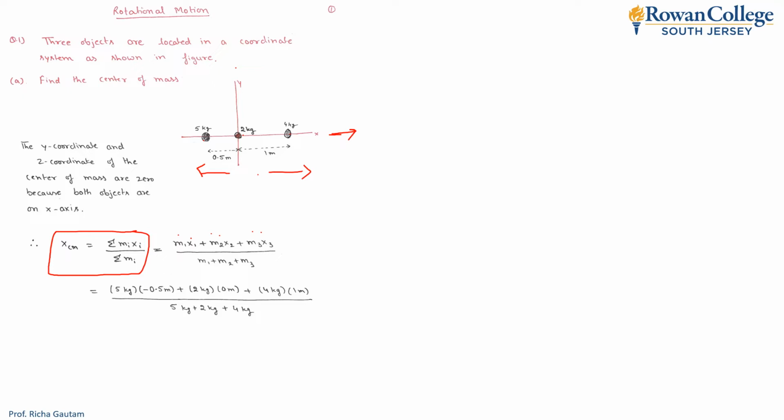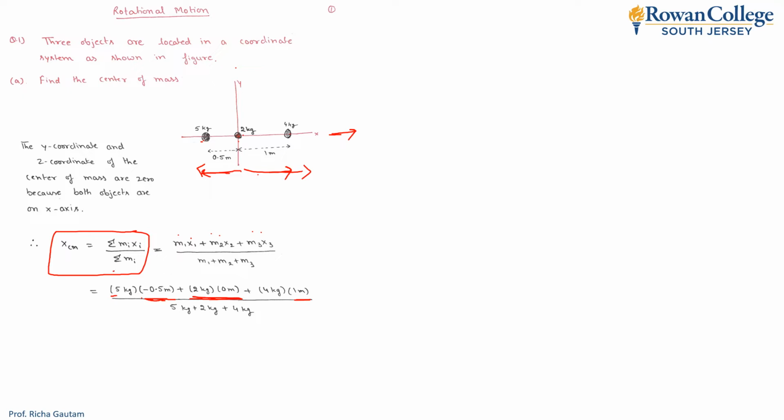When you check this diagram, your first mass is 5 kilograms, and this 5 kilograms is at a distance of 0.5 meter toward the negative x-axis. So we will take x1 equals negative 0.5 meters. Now the 2 kilograms is lying on the origin, so its distance from the axis of rotation is 0. And the 4 kilogram mass is 1 meter from the origin, so its distance is 1 meter.